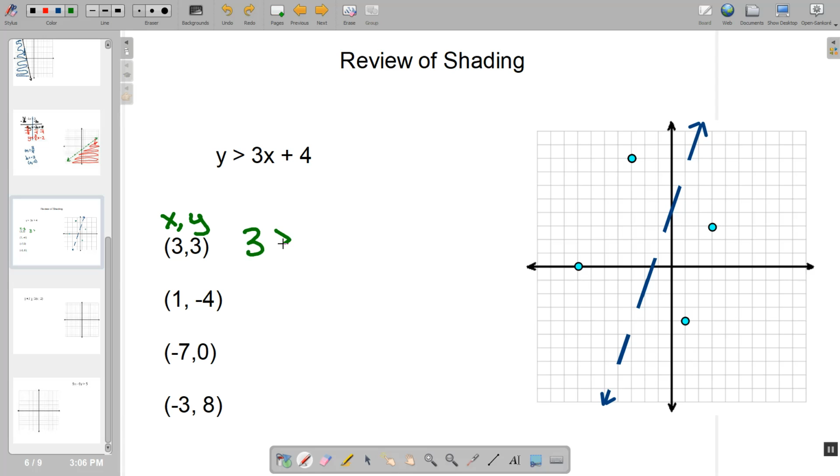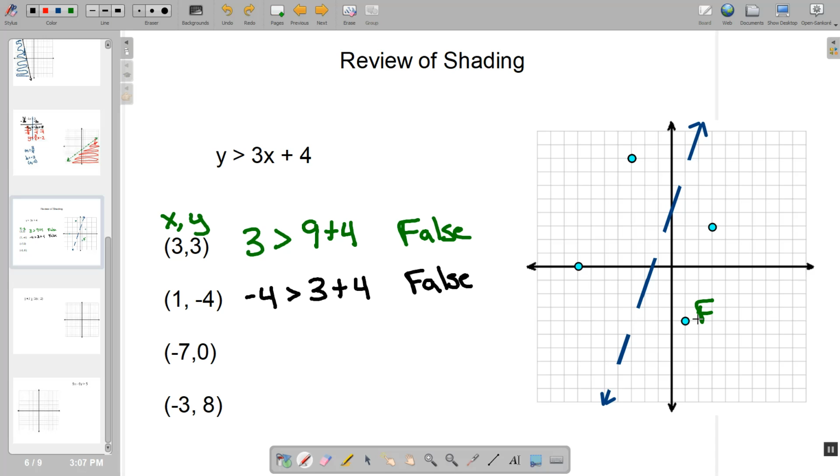This makes 3 greater than 3 times 3, which is 9. 9 plus 4 is 13, which makes this a false statement. So that means this ordered pair should not be shaded. For the point below that, I plug it into the equation as well. 3 times 1 is 3. 3 plus 4 is 7. Negative 4 is not greater than 7, which makes this also false.